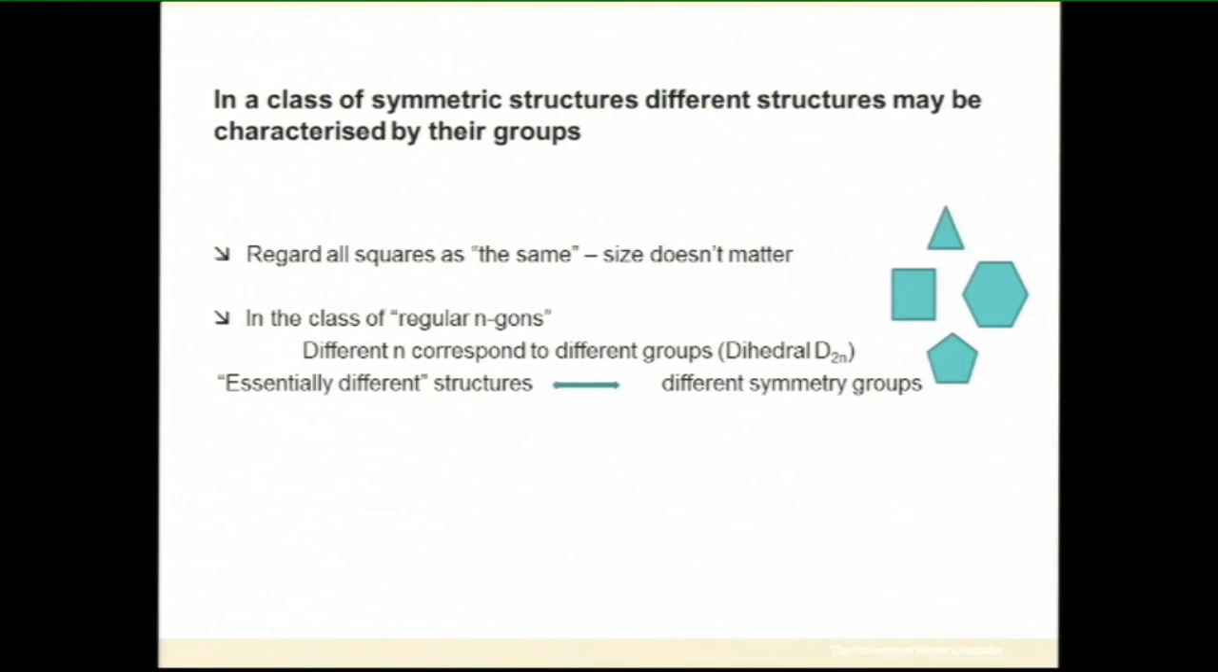And in any class of symmetric structures, different structures will be characterised by their groups. So we would regard, say, all squares as being the same. We don't care how big they are, that's just their matter of being square, their squareness. And if we looked at the class of polygons, n-gons with a different number of sides, then the different values of the number n will correspond to different groups, and so essentially different structures will correspond to different symmetry groups.